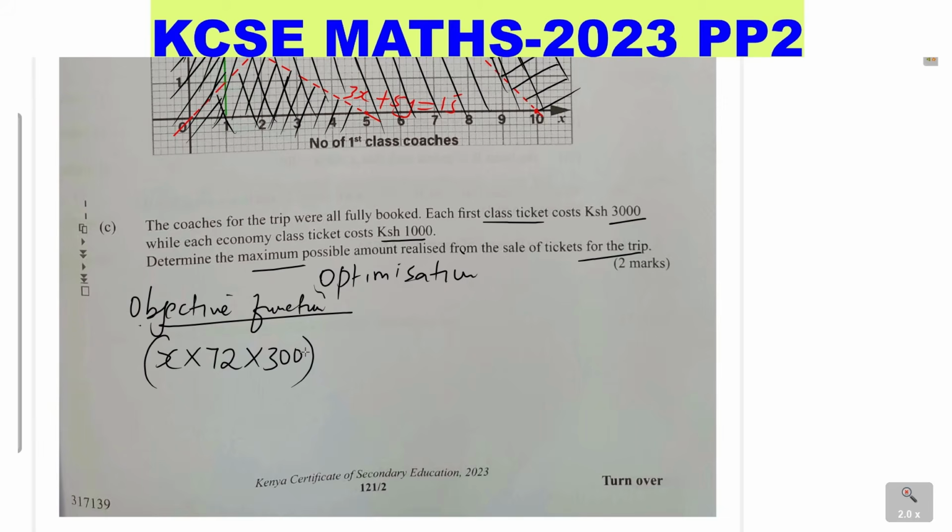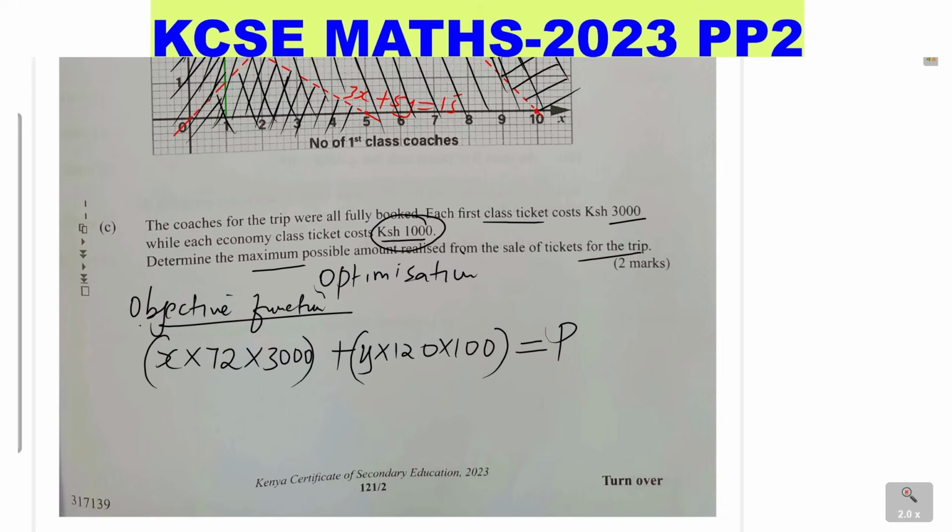That is 3,000. Plus, for the economy class, we have Y number of coaches. Each coach carries 120 passengers. Each passenger pays 1,000. So now that represents the total amount realized for all the coaches, first class and economy. This is what we call the objective function. So this represents P, the profit, or the amount realized for the sale of the tickets.